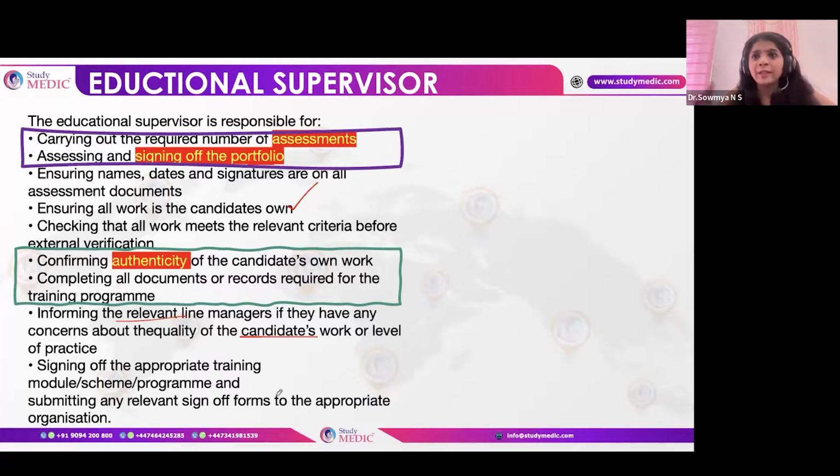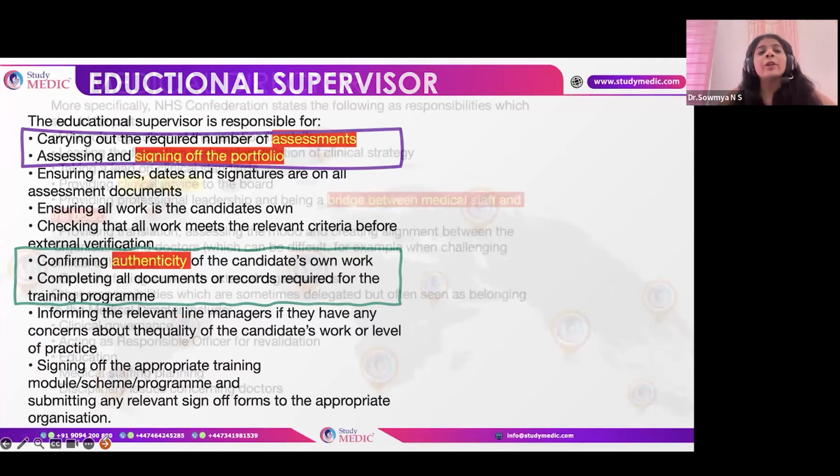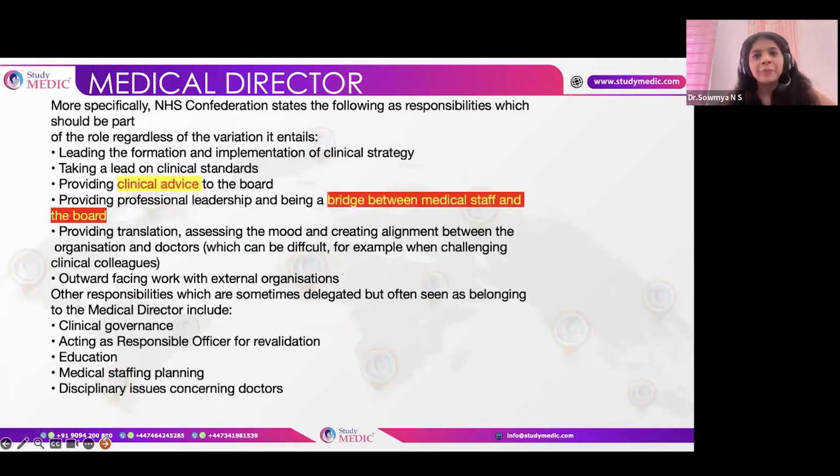Obviously, apart from that, the clerical job of making sure that they are signed up for the particular module which is required for the year, and any forms required, they would be able to sign. Okay, so now let's move to the medical director.